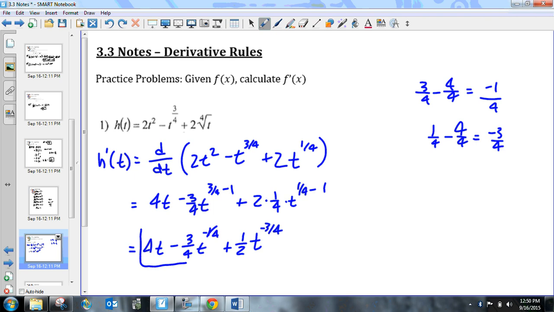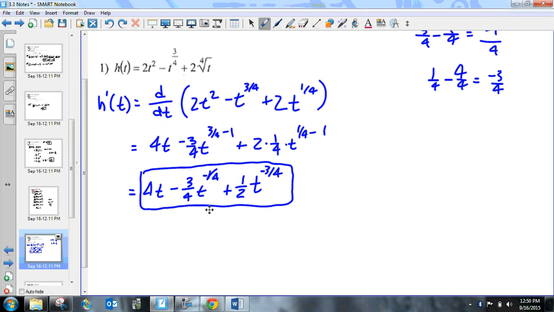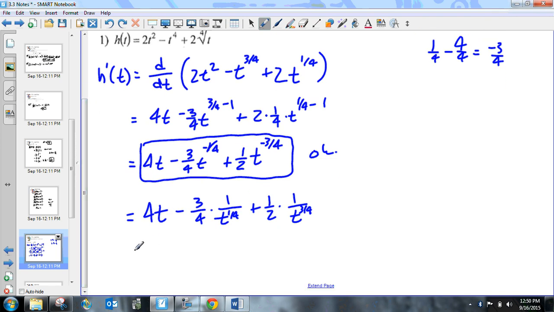Now, you guys can stop here, okay? That's reasonable. However, the answer in the back of the book might go a little bit further, and they might simplify this. So this is okay. This is the derivative, all right? But let's simplify this. So I'm going to go ahead and get 4t minus 3/4 times 1 over t to the 1/4 power, and then plus 1/2 times 1 over t to the 3/4 power.